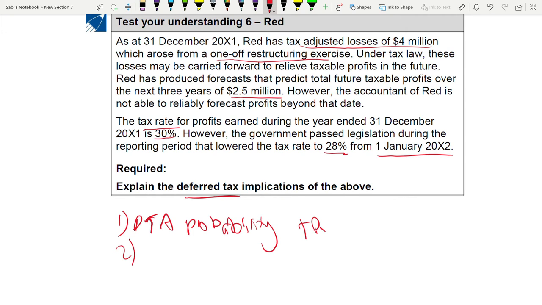Second, understand the event, whether it is a recurring event that tax losses have arisen from or a non-recurring event. Understand the importance of the event. That's why they told it arose from one restructuring exercise. What does it mean? It is a non-recurring event. This tax loss arose from a non-recurring event. This is in the second paragraph. These are paragraph numbers.